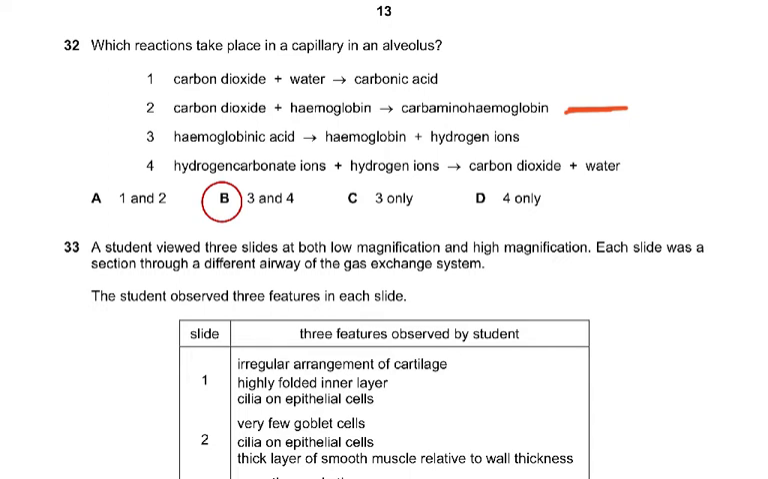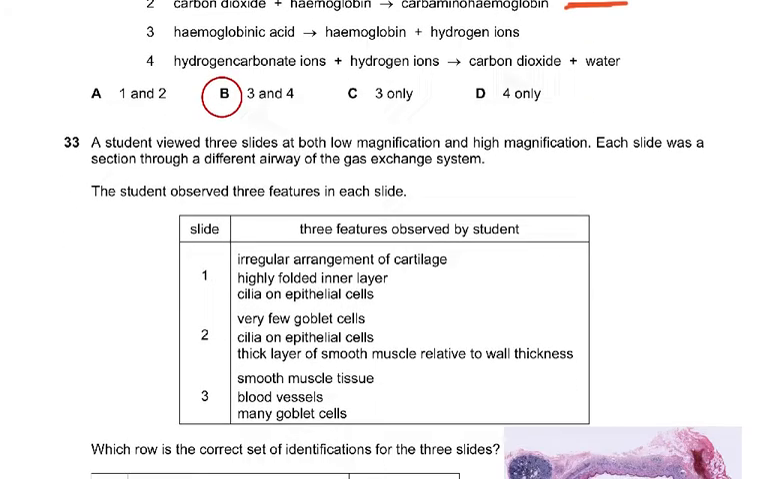Why? Because hemoglobinic acid will give up the hydrogen ions, and then the hydrogen ions will attract the bicarbonate ions. They will enter, forming carbonic acid again, which then dissociates into carbon dioxide and water. Then coming on to question 33.